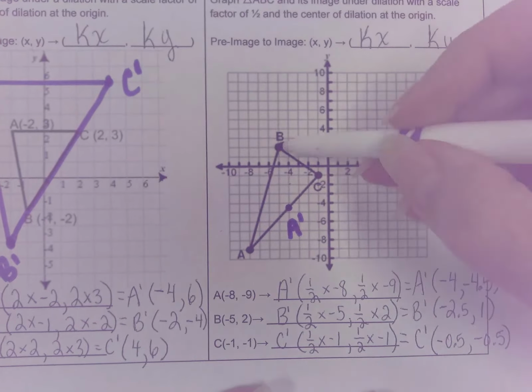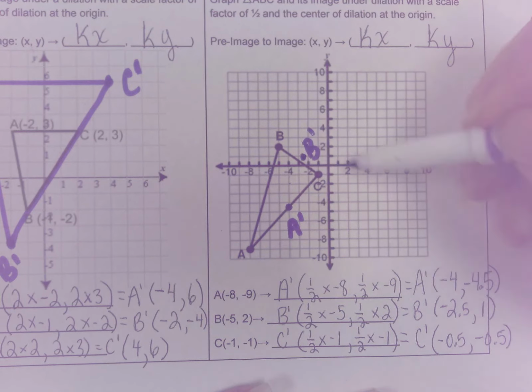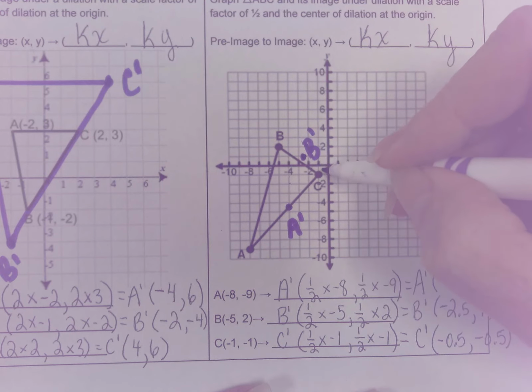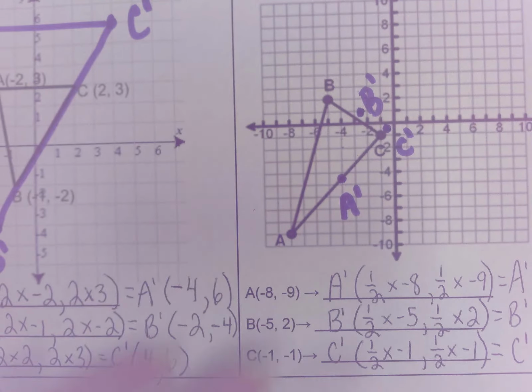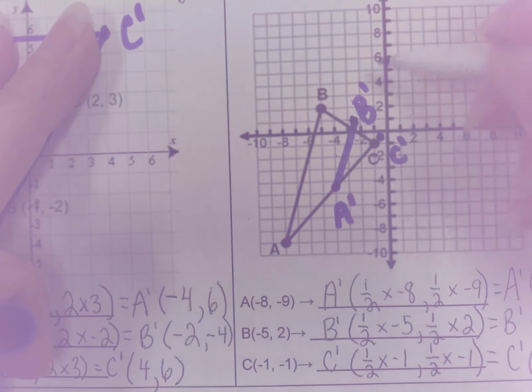B prime, (-2.5, 1). So right there, there's B prime. And C prime, (-0.5, -0.5). So it's right there, C prime. That's a hard one to see. All right, we're going to connect them together. That's it. That's the reduction.